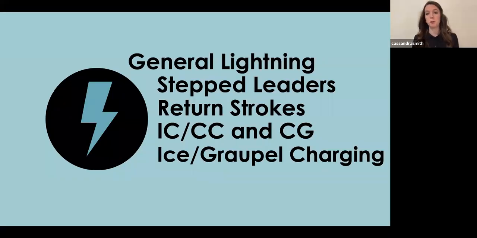So that was a super fast overview of general lightning. The main things I want you to remember are that lightning is composed of stepped leaders and return strokes. There's the IC/CC, in cloud, and then there's the CG, or cloud to ground, types of strokes. And then ice and graupel charging is the main mechanism for meteorological lightning.